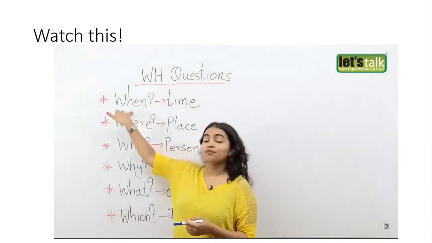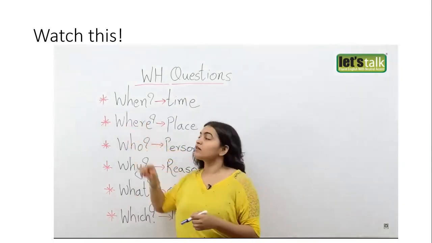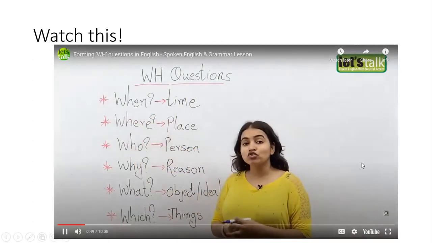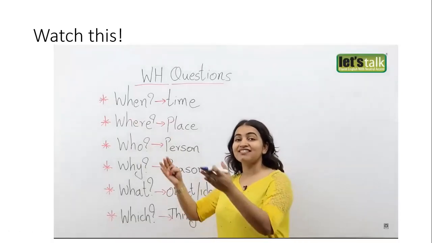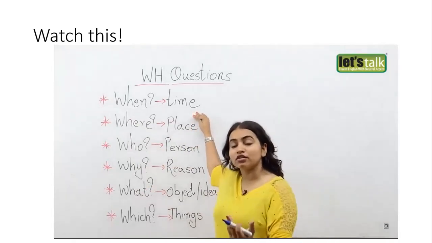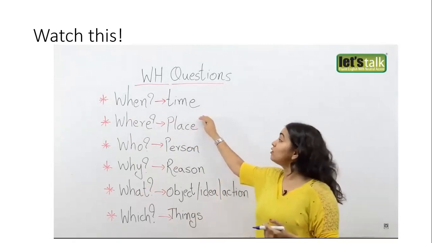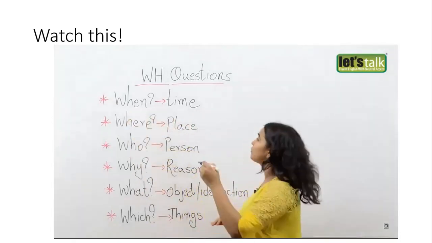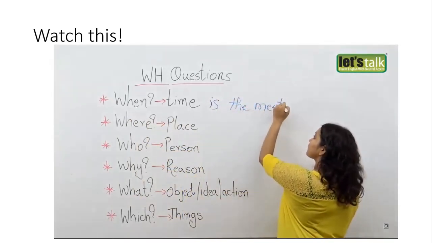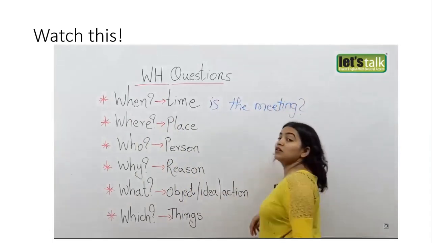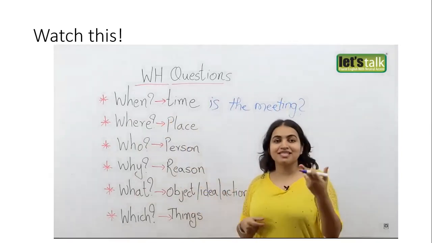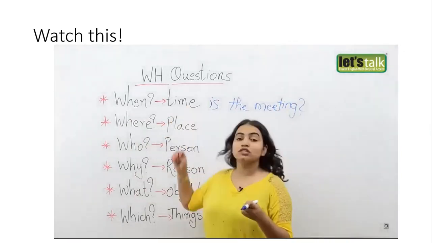The first one is the question when. The question when always is asked when you want to know the time of a particular event. So whenever you want to know the time a particular thing occurs, that's when you ask the question when. For example, you could say, when is the meeting? If you are a school student, you could say, when is the next class? When is the next test? So it always talks about time.